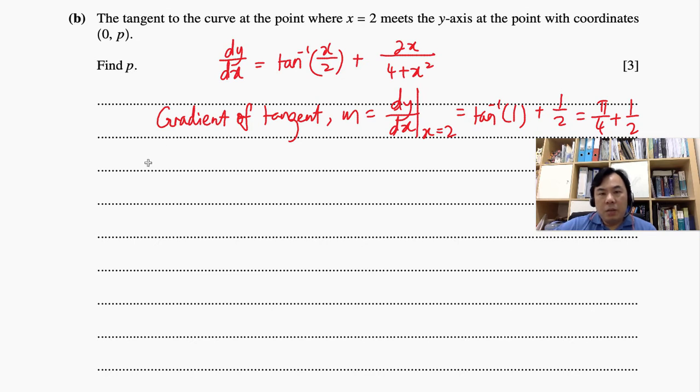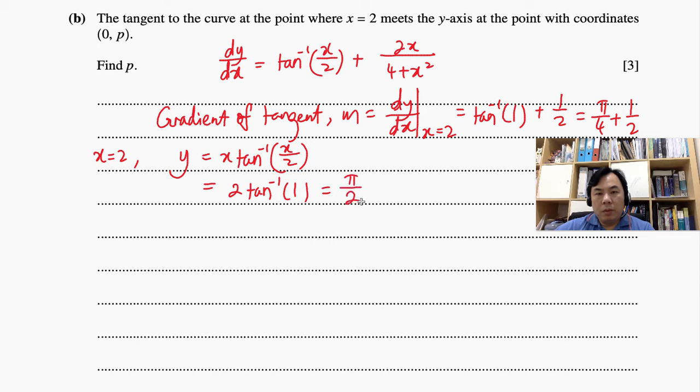And then the tangent. To work out the tangent itself, I need to know the point where the tangent is located. So I need to know the y value for the point where the tangent is located. When x is equal to 2, I need to figure out my y. My y is given by tangent inverse of x over 2. So that is simply tangent inverse of 1, which is pi over 4.